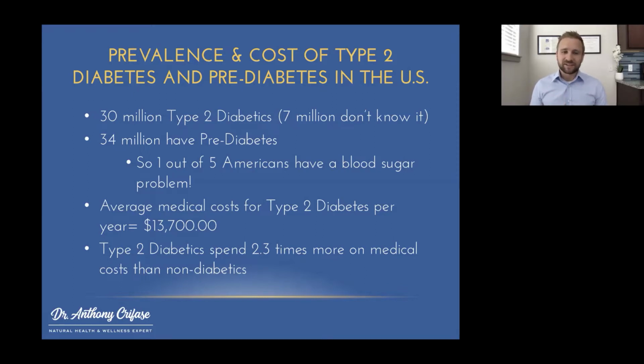And the good news is that we can help this, okay? You don't have to spend that much money every single year if you're dealing with diabetes. That's an outrageous amount of money to spend on any health condition. So type 2 diabetics spend 2.3 times more on medical costs than non-diabetics. As you can see, this is a big problem.